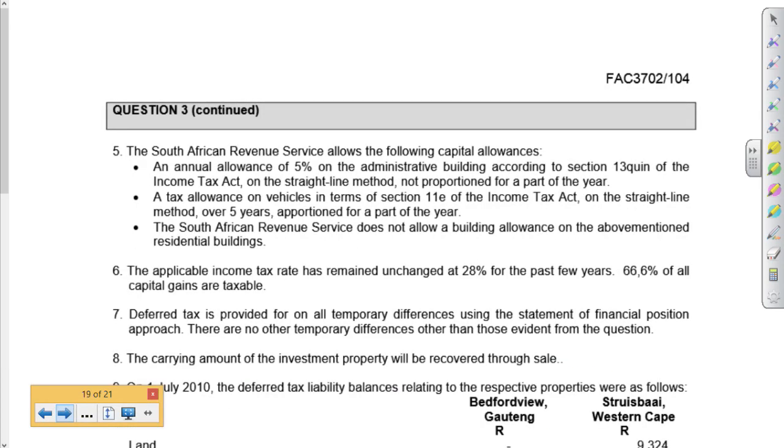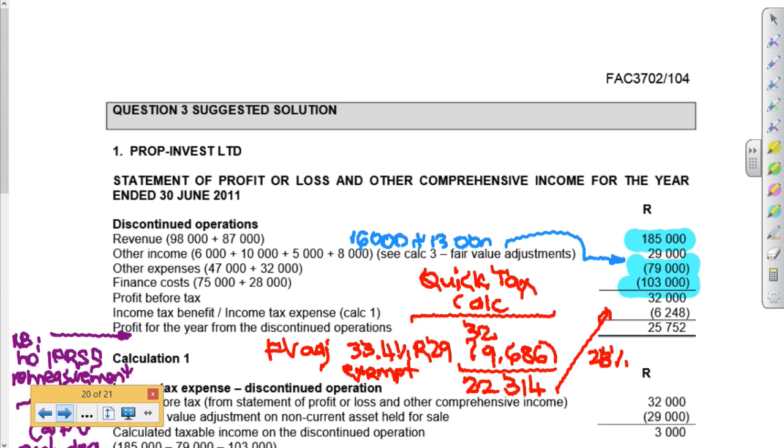So if we look at our P&L, that's that 29 there, increase in value. So I said it was 16 plus 13 because I split it, but you didn't need to split it. You then land up with profit before tax of 32.